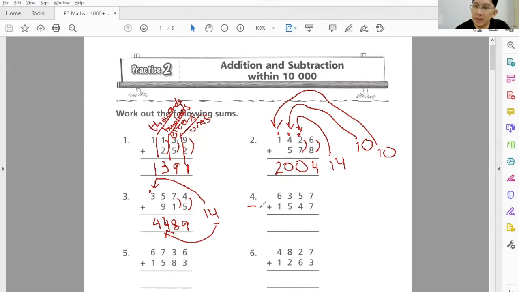Number 4, let's make sure that we know that this is an addition operation. So start from the right-hand side. 7 plus 7, 14. Remember, 14. So we write down the 4 here in the first place there. And then we move the 1 on top of 5. Okay, on top of 5. So 4 here and 1 there.